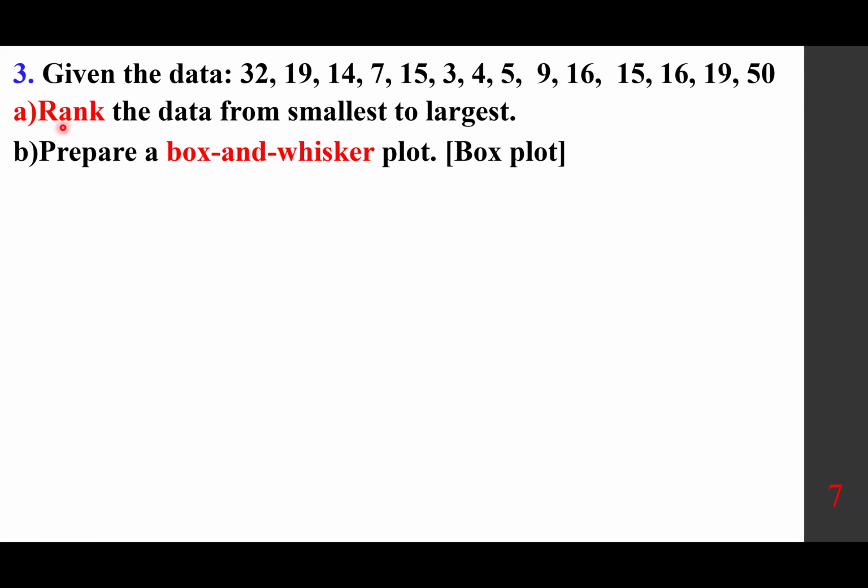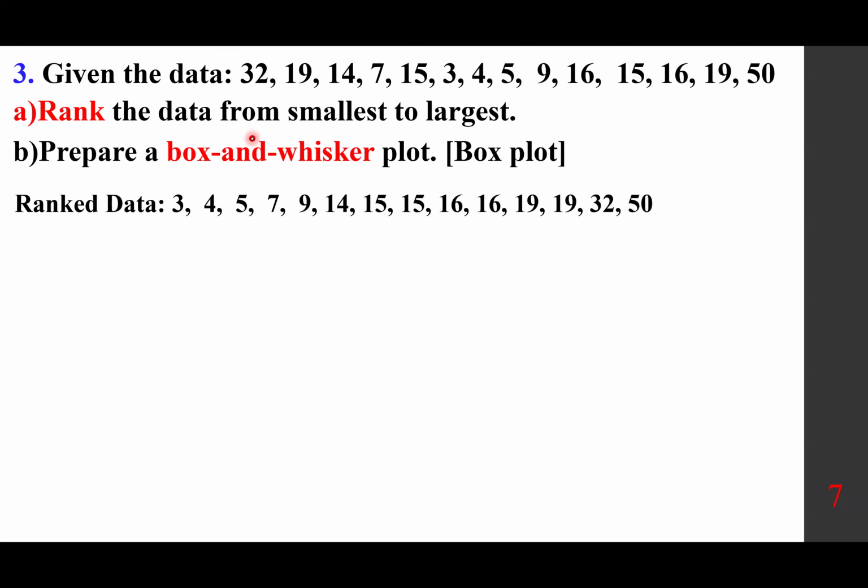This requires sorting data from smallest to largest. So the smallest one is 3, the largest one is 50, and we go in order. Now, a box and whisker plot has a few pieces of information. It has the minimum, it has the maximum, and it also has Q sub 1, Q sub 2, and Q sub 3. So let's cut this into 2 pieces.